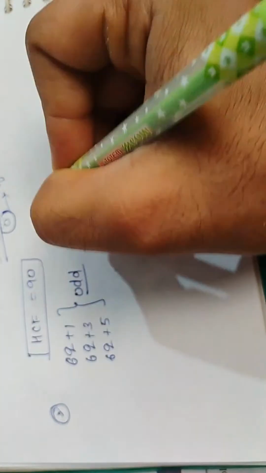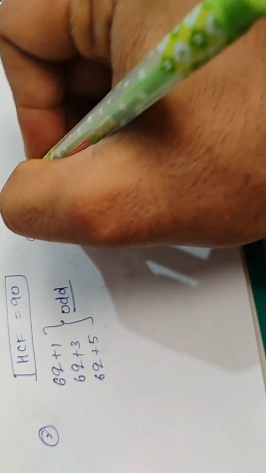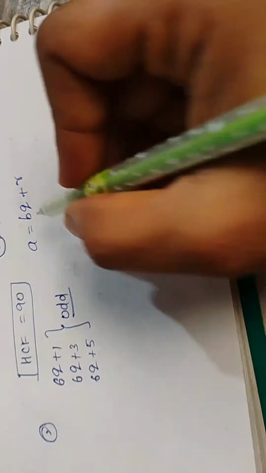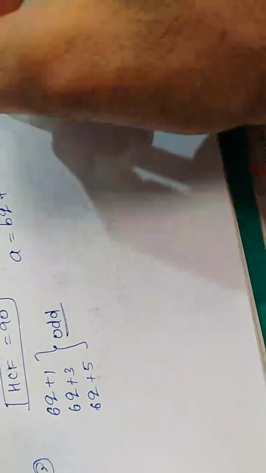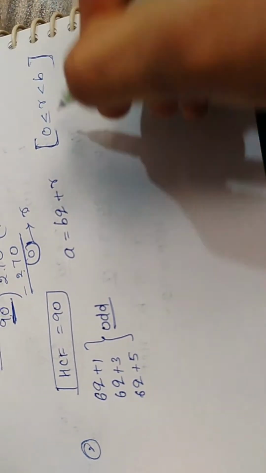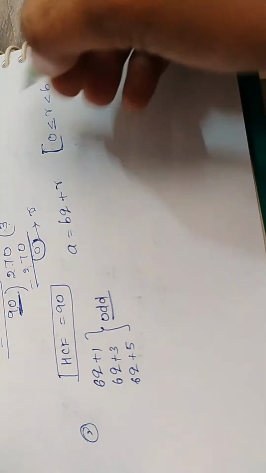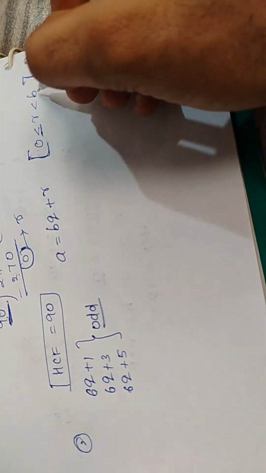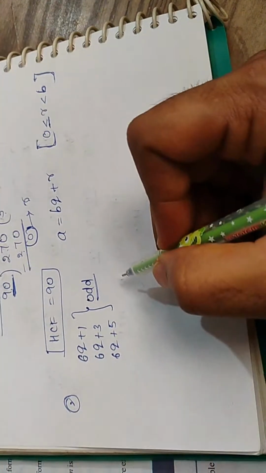Okay. What is the question? Euclid algorithm: a is equal to bq plus r, where r is greater than or equal to 0 and less than b. The possible values of r are from 0 to less than b.